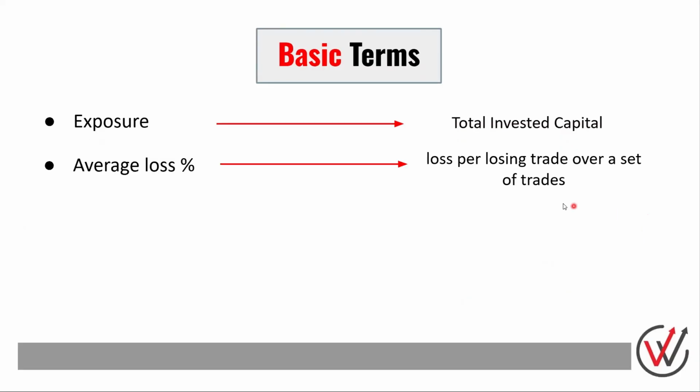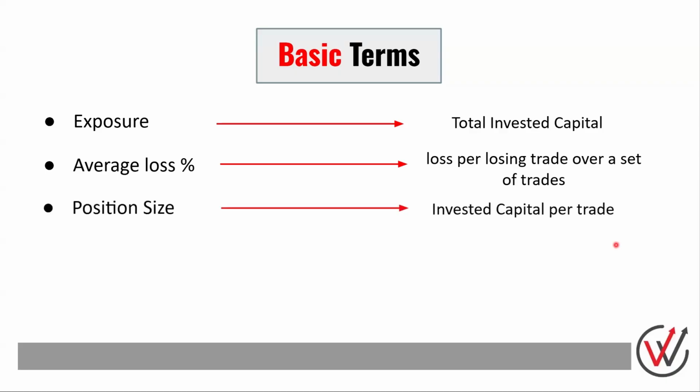Average loss percentage. If you maintain a journal, and I highly recommend that you have a journal with you, you can take an average of all your stop losses. That gives you an average loss. So it is the loss you take per trade over a set of trades. Let's say you have 20 trades; whatever your stop loss was in them, if you take an average of it, you can do this on Excel, very easy to do. So you get your average stop loss, and you must know this figure. It is very important.